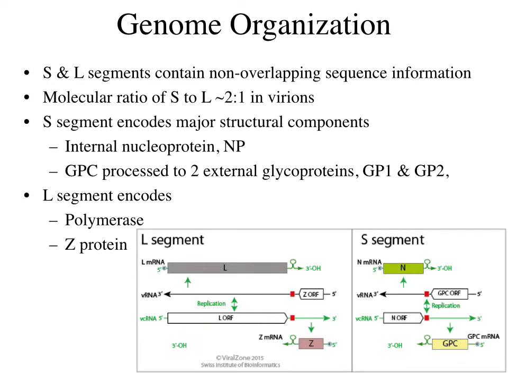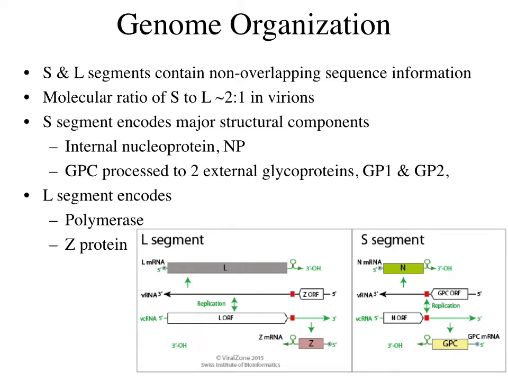Okay, so now let's look at the genome organization of the arenavirus. The genomes consist of two segments of RNA, a large and a small, and both of these are ambisense. The S segment corresponds to the bunyavirus S and M segments linked tail to tail in an ambisense arrangement.